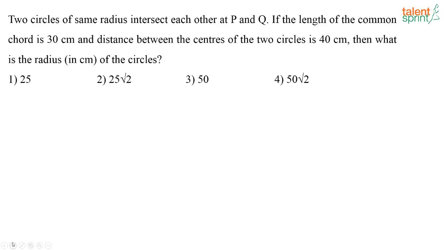Two circles of the same radius intersect each other at points P and Q. If the length of the common chord is 30 centimeters and the distance between the centers of the two circles is 40 centimeters, then what is the radius of the circles?